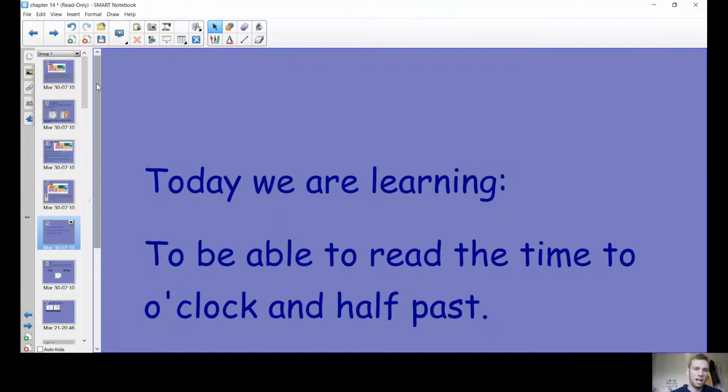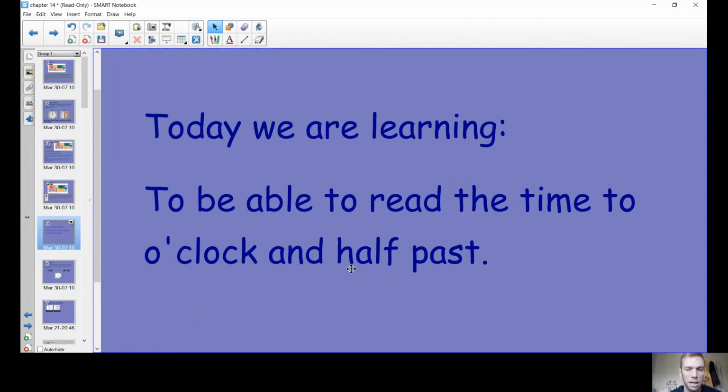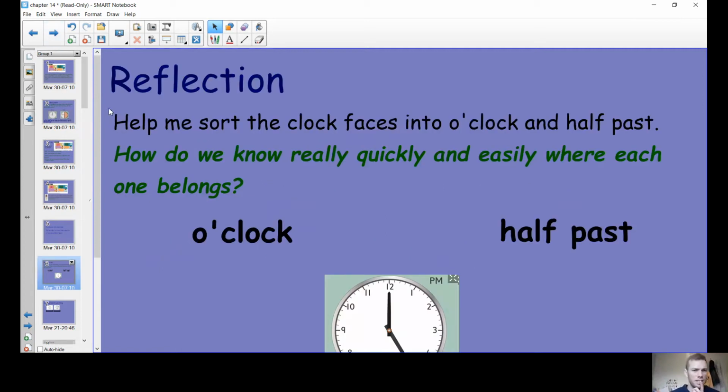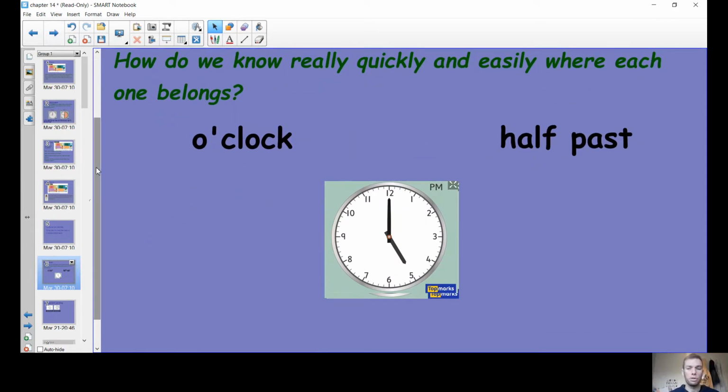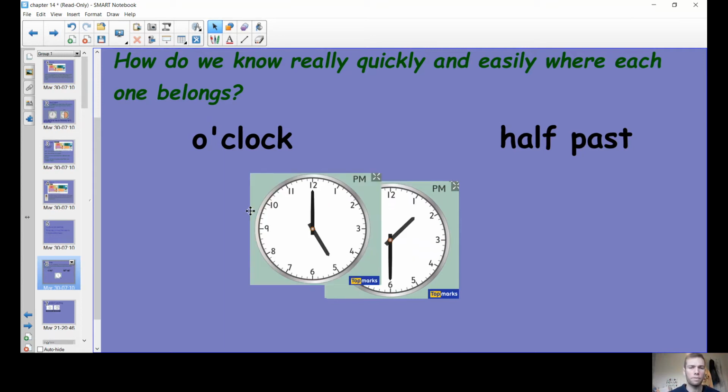Okay, if you haven't already been able to work this out, today we are learning to be able to read the time to o'clock and half past. Can you help me sort these clock faces into o'clock and half past? And what you can do, of course, is you can pause it and have a go at telling us yourself before I do it on the screen. So this clock, I'm going to look at my hour hand. There's my shorter, wider hour hand. It's pointing at the 5, and my minute hand is pointing right up at the 12, right at the top. So it is 5 o'clock.